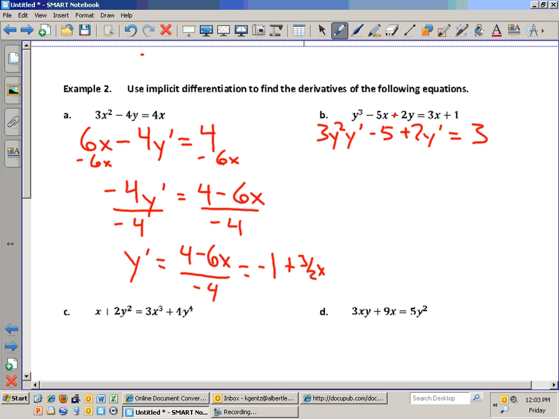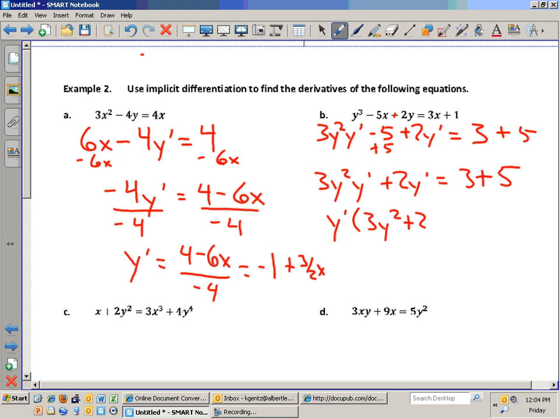I get everything on one side that does not have a y prime. So I'll add my 5 over. I get 3y squared y prime plus 2y prime equals 3 plus 5. What can I factor out? A y prime. And you're left with 3y squared plus 2 equals 3 plus 5. Sorry, I was thinking so far ahead to the problem, making sure I didn't make a mistake, that I did that. How do you solve for y prime?